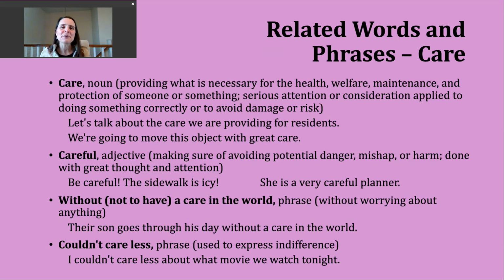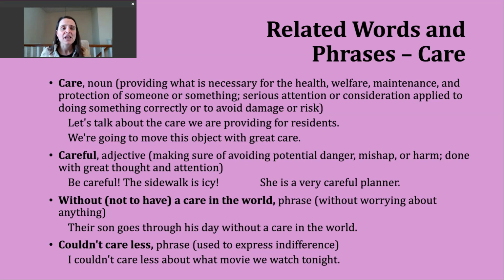Now, let's take a little time to look at some words and phrases that are related to our verb of the day, care. The first word we're going to look at is just the noun form of this word. So just like our verb, the noun can have a couple different meanings. One might be providing what is necessary for someone's health, their welfare, their protection. Okay, that whole group of concerns is one way to use care as a noun.